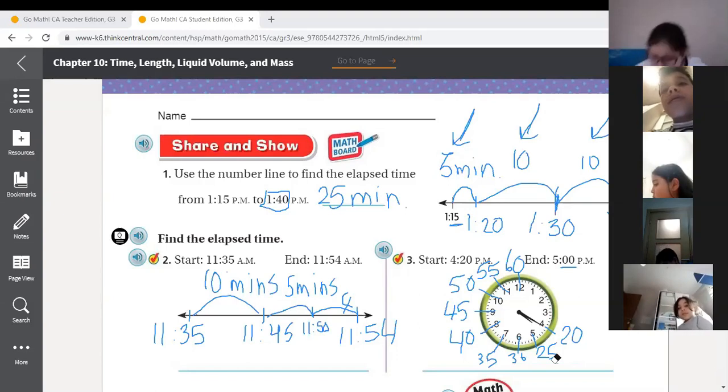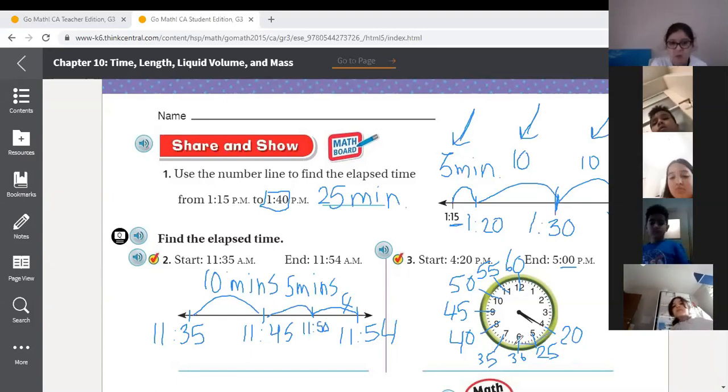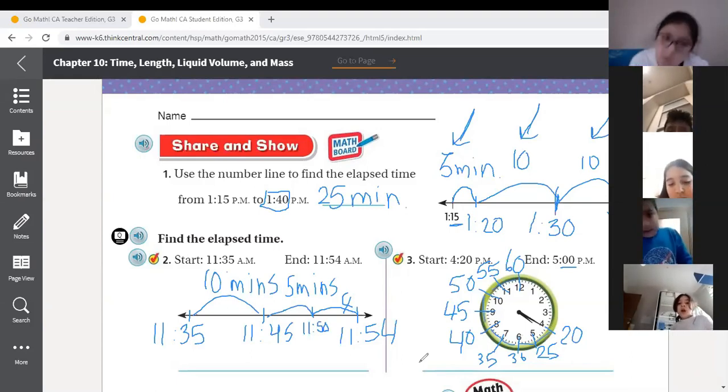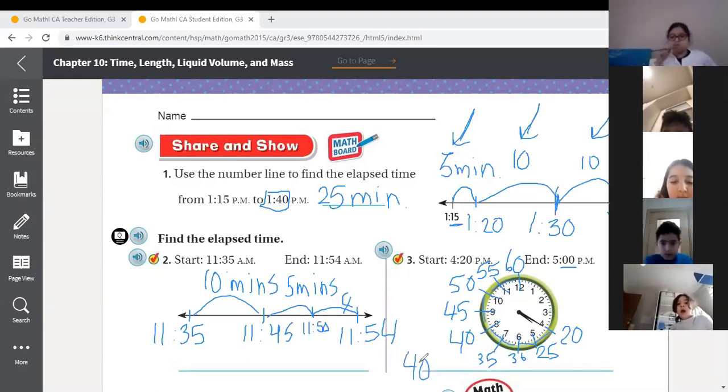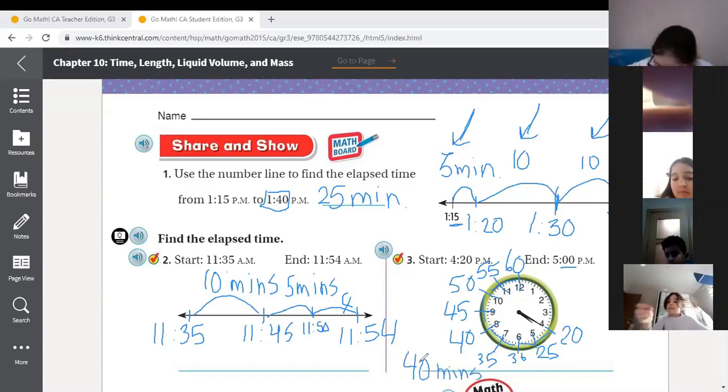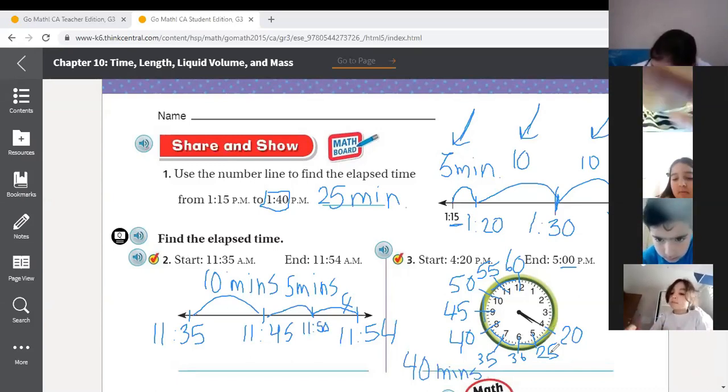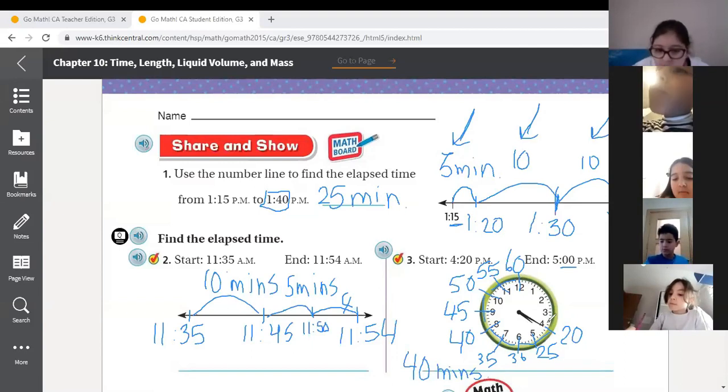So we did 10, 20, 30, 40. So the answer will be 40 minutes, because this is how much we jumped. So it's kind of like a number line, but it's around the clock. You still have to count your jumps.